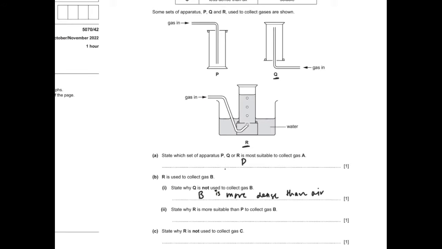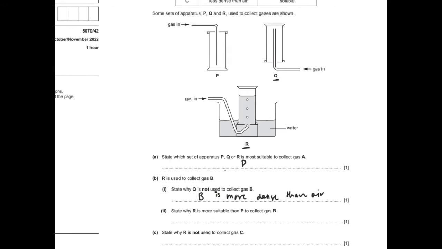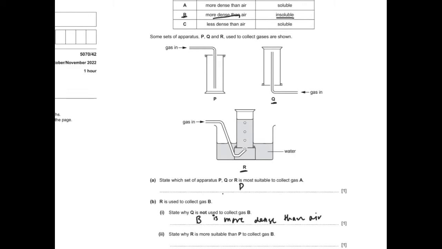State why R is more suitable than P to collect gas B. Now he's asking you why R is more suitable than P. Now P is downward delivery. So since gas B is more dense than air, we can also use the apparatus P for this. But we chose this one. And why is that? Because if you use P, you will never know when the gas jar is full.